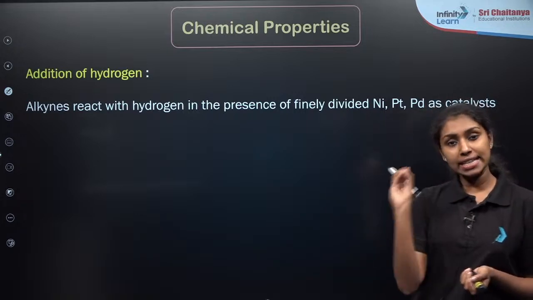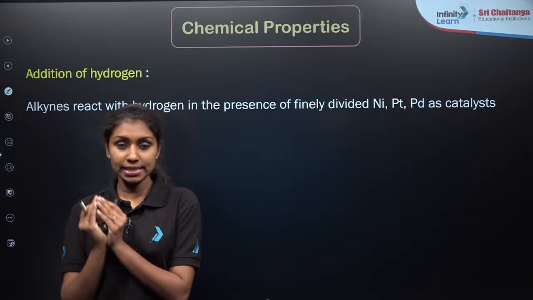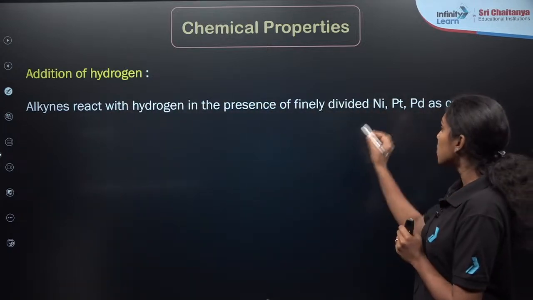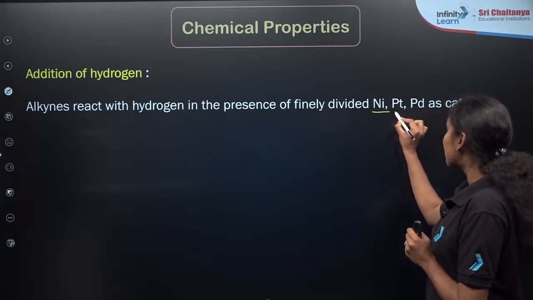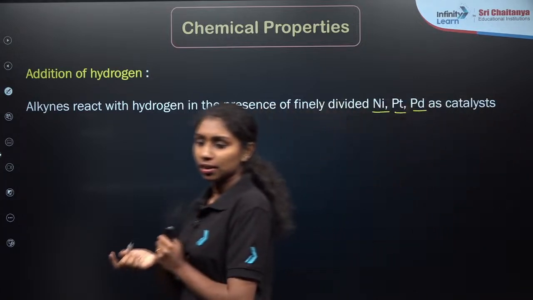The first type of reaction is the addition reactions. If you are talking about the addition of hydrogen, right? If you are taking any of the alkynes, then we are adding hydrogen in the presence of finely divided nickel, platinum or palladium as catalyst. What are we observing here, what are we getting?